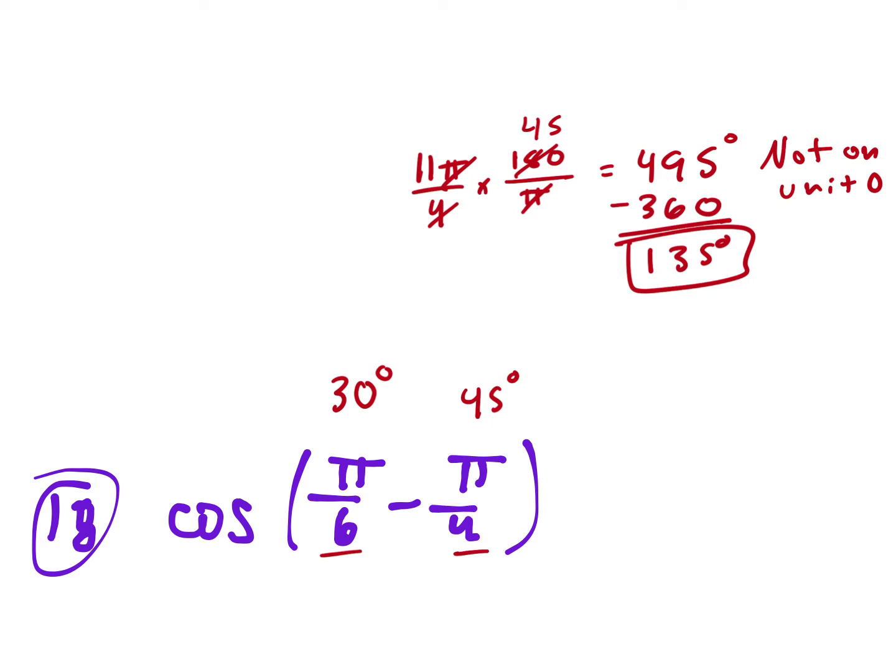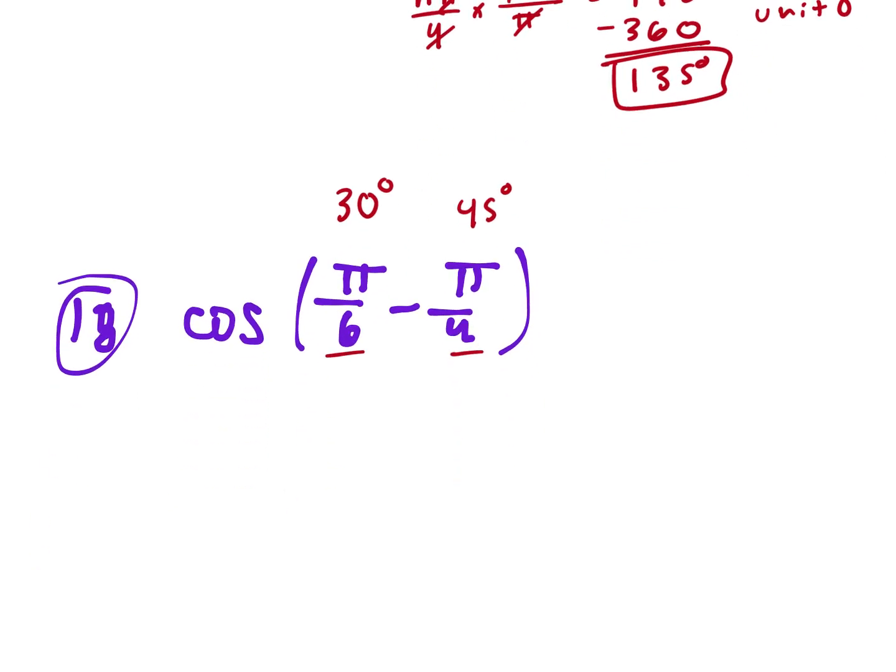But these two are, so we're good to go. So my cosine formula is cosine u times cosine v plus sine u sine v. Is that right? Yeah. Sine u sine v.